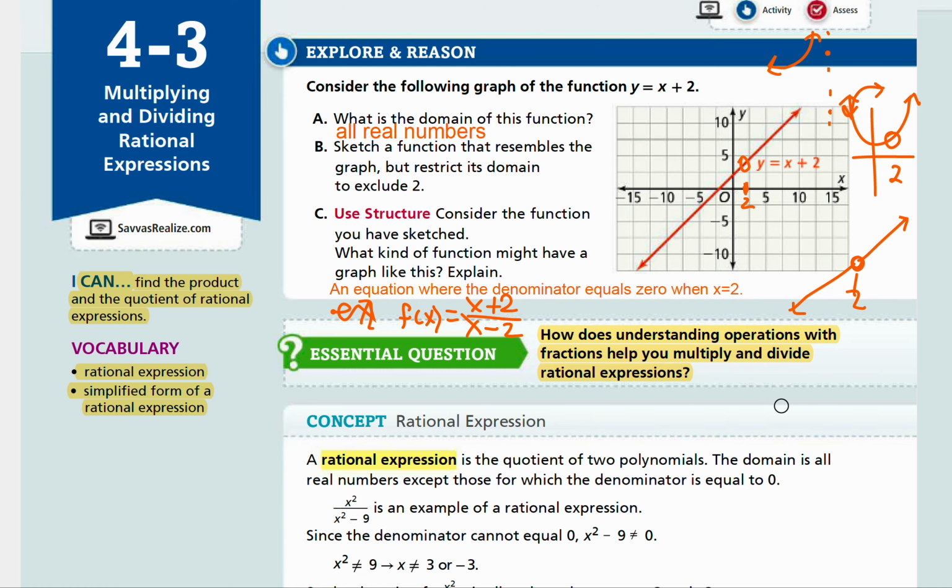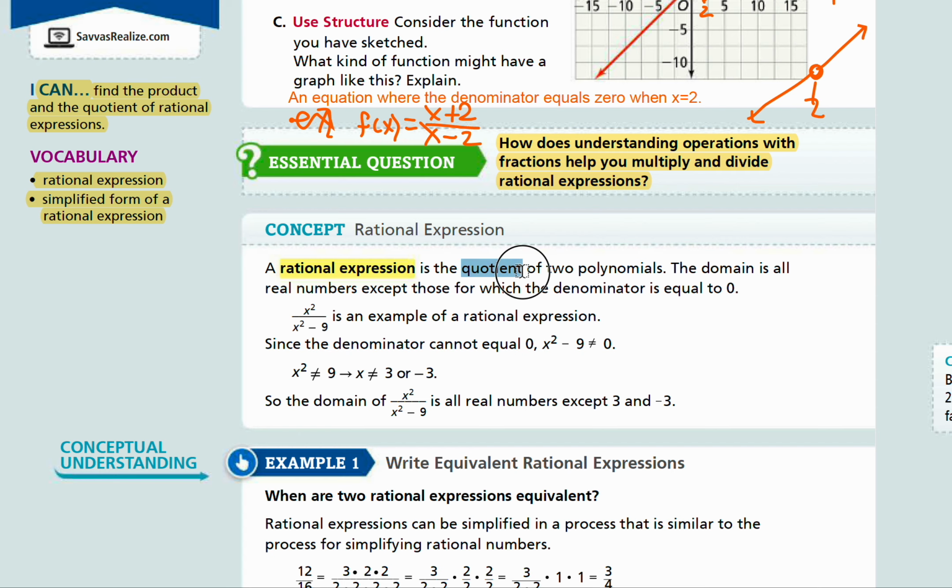A rational expression is the quotient of two polynomials. So quotient is the solution for division, right? And then you need to have polynomials. So polynomial divided by polynomial is called a rational expression.